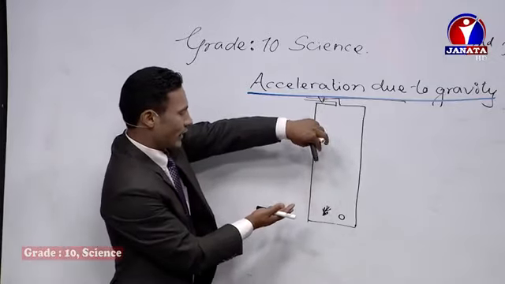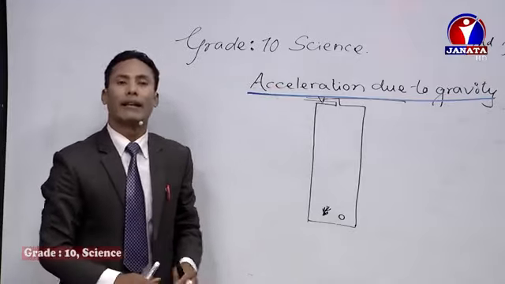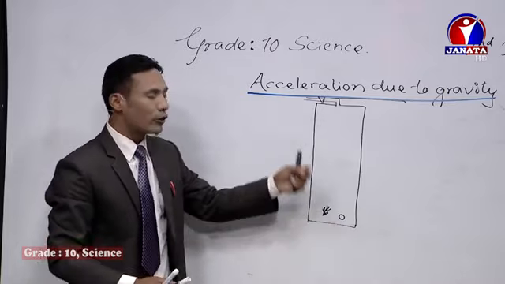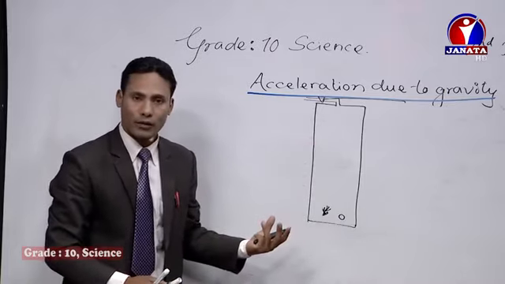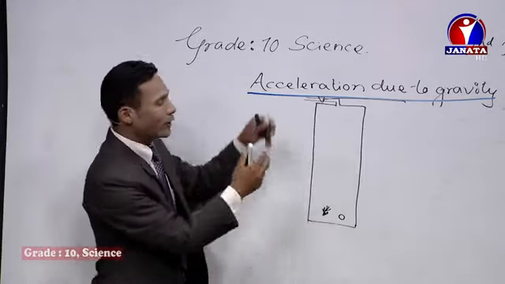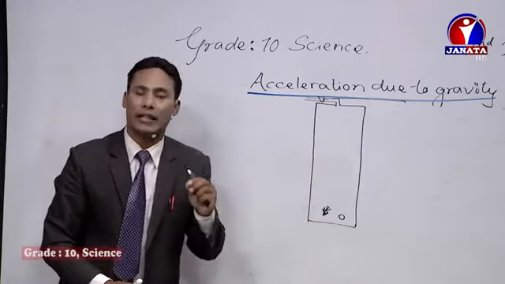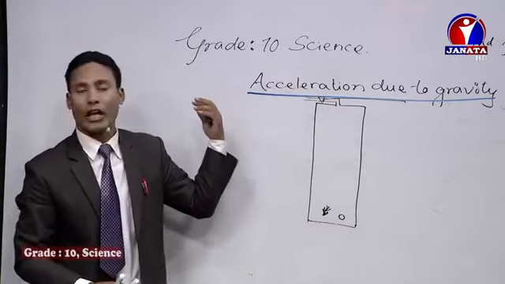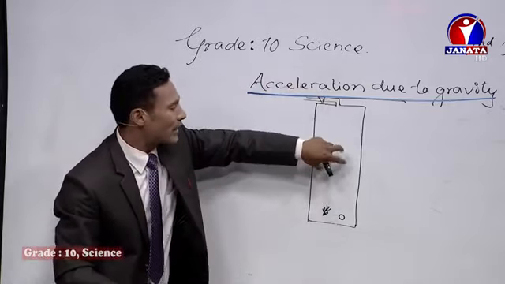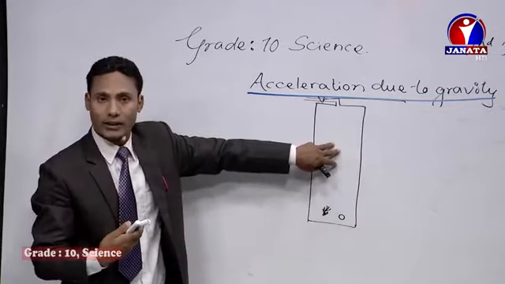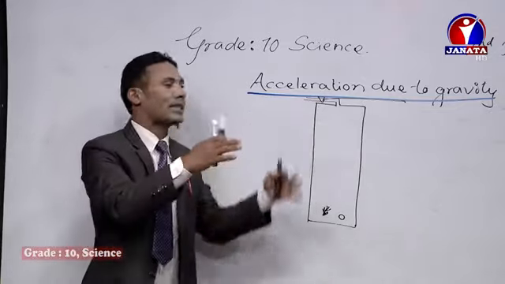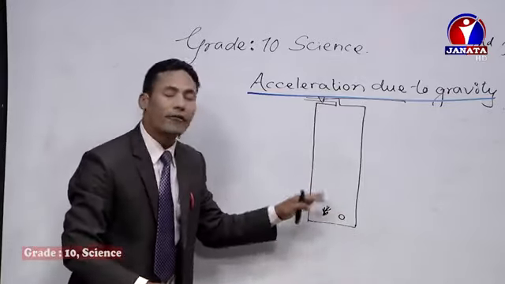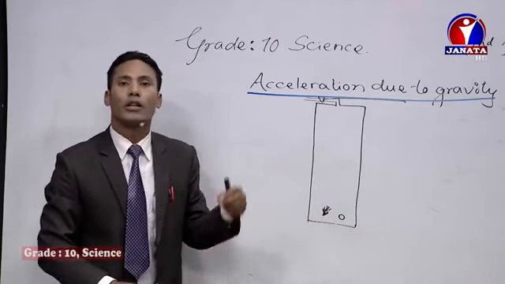Whenever this device is inverted, it was found that the coin strikes the ground first and the feather strikes the ground slowly when there is air present. Again he inverted it in the presence of air and found the same result. Later, the air from this device was extracted with the help of a vacuum pump. That means the air present inside this device is completely removed. After that, when the device is inverted, it was found that the coin as well as the feather strike the ground at the same time.